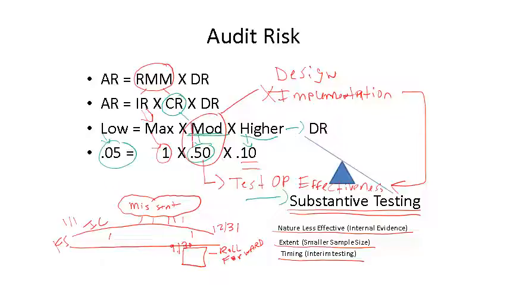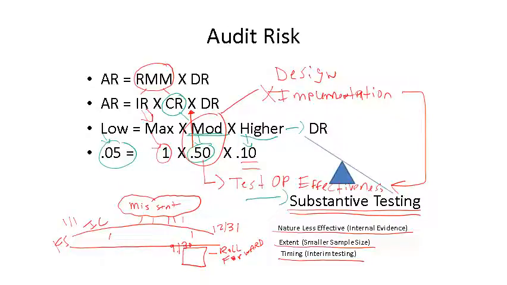And since it has not been implemented, even though it's well designed, we would go ahead and go back up to our control risk and now set that at maximum, and we would be back to the previous slide where we had assessed control risk to the maximum, and we would have to lower our audit risk through our substantive testing, nature, extent, timing. Nature, using external evidence instead of internal evidence; extent, taking larger sample sizes; timing, doing year-end testing instead of interim testing.